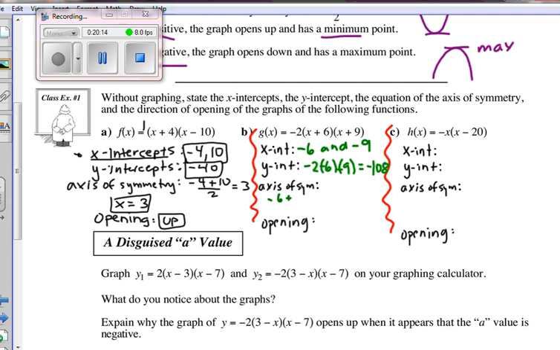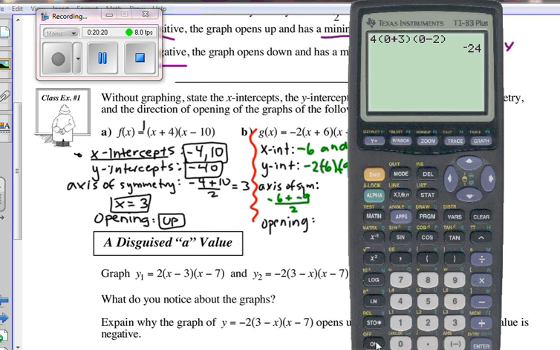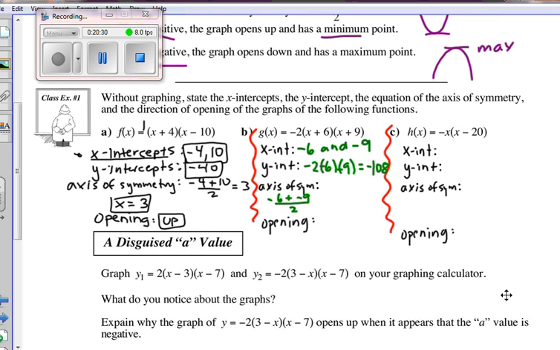-6 plus -9 divided by 2. In your calculator, you have to be careful. You have to put brackets around. So -6 plus -9, you have to put brackets, then divide by 2. So you should get -7.5. Okay, so you have to put that brackets. So how would you write that equation? No, but how would you write your x equals -7.5? Opening, up or down? Negative a value, it's opening down. Sad face. Okay, next guy.